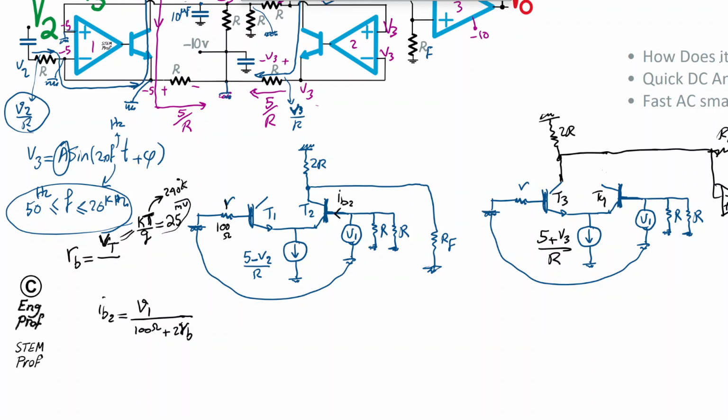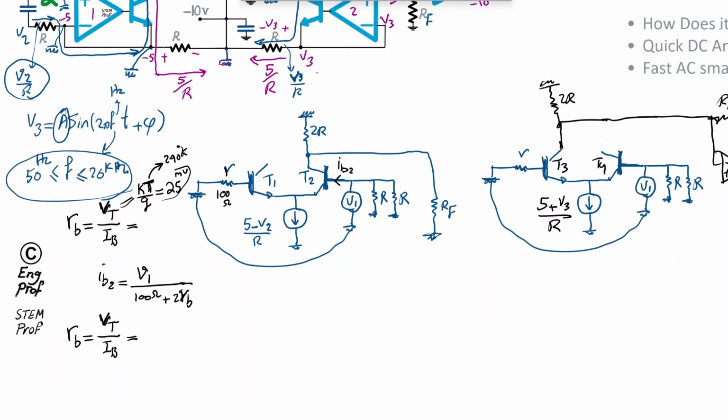Now, with that said, RB is VT over I base of the transistor. Now, the current of the base is half of this current. So what I'm trying to say is, if you just take a look at the range of values for this, it would be VT over, let me just write it here, it's better. There you go. So just to give you a sense of comparing the value of RB to 100 ohm, which is going to be considerably larger, practically speaking.